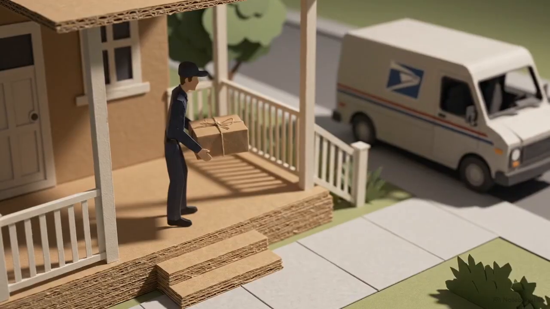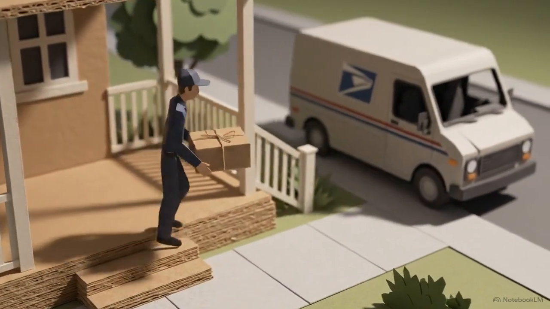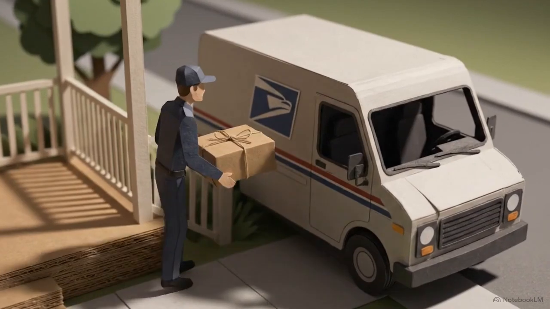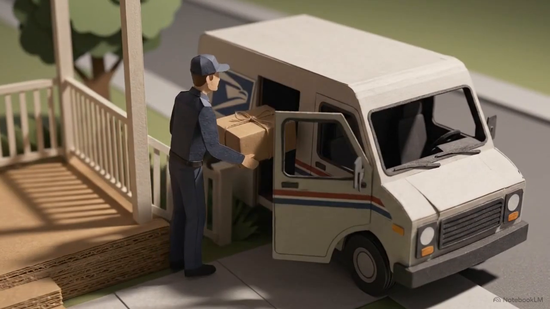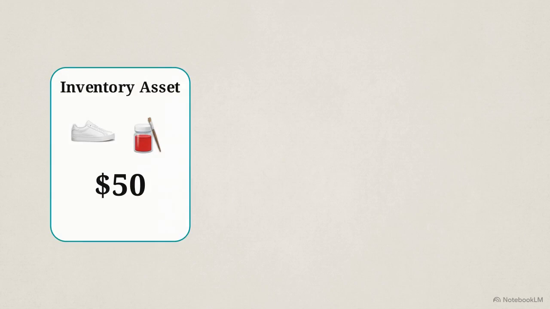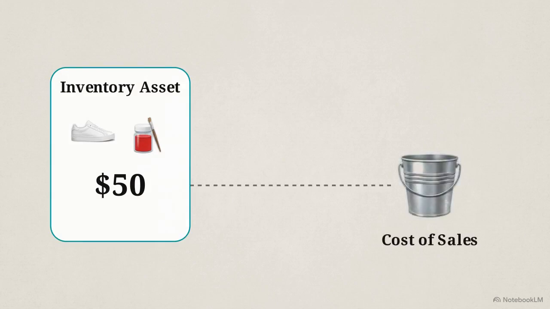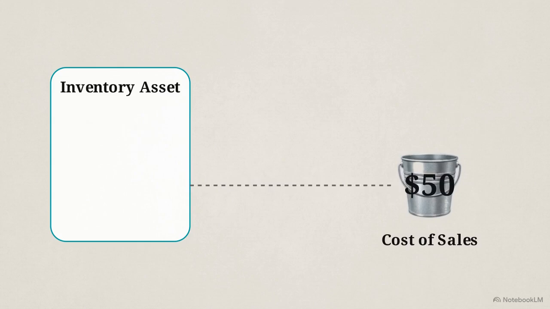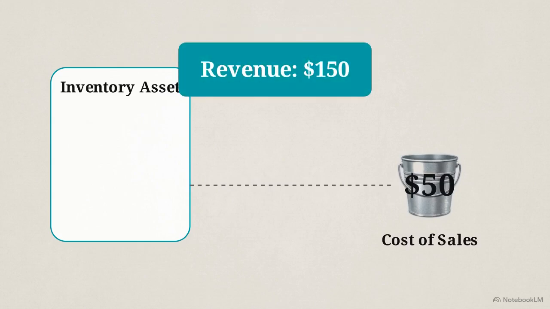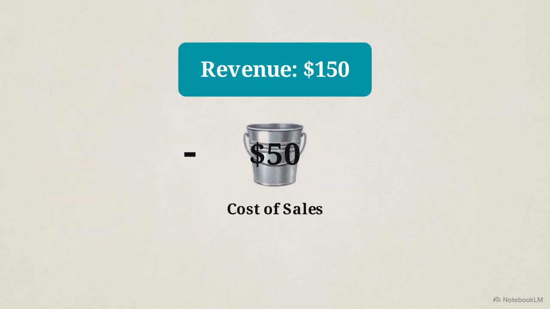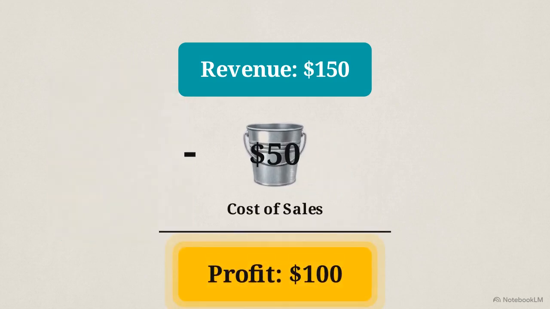Finally, a customer clicks buy, and Sam ships a completed, unique sneaker out the door. This is the moment the math pays off. This movement shows the final step. The value we've been tracking, the blank shoe, the paint, and the labor, officially leaves Sam's owned list and becomes an expense called the cost of sales. When we subtract that total cost from the price the customer paid, it reveals the actual profit Sam made on the hustle.